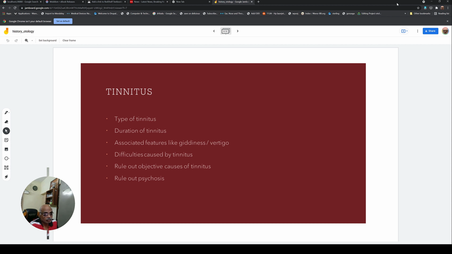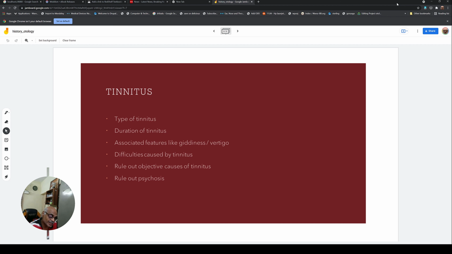So diligent steps should be taken to rule out objective causes of tinnitus, which include a patent eustachian tube. The patent eustachian tube can cause a hissing sound. This can also be sensed or heard by the examiner.